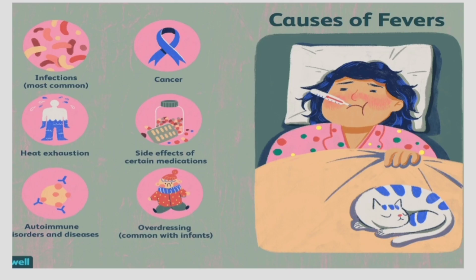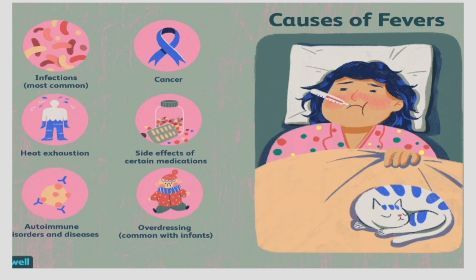In this slide we'll discuss causes of fever. Causes means the source, that is, what is the source from which persons may get fever. First we have infections, which is very common, and next is cancer, third is heat exhaustion, fourth is side effect of certain medication, fifth is immune disorder, and sixth is overdressing. Overdressing causes mainly occur in infants.